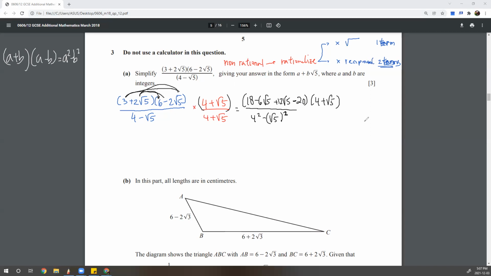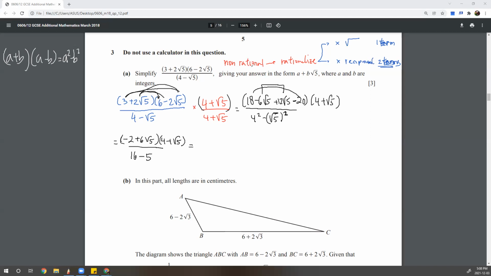Focus one by one. Okay, now the bottom part will be 16 subtract 5, 11, right? 16 minus 5, because square root 5 squared is 5 itself. Again, I do it slowly. No need to be in a hurry because the numbers are not too many. So 18 minus 20 is negative 2. Negative 6 square root 5 plus 12 square root 5 is plus 6 square root 5. And then you multiply with the next part, 4 plus square root 5.